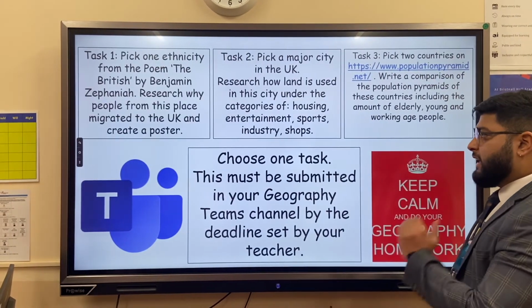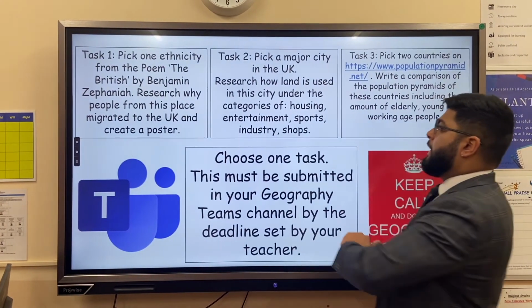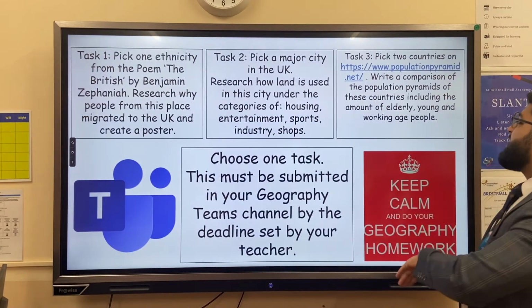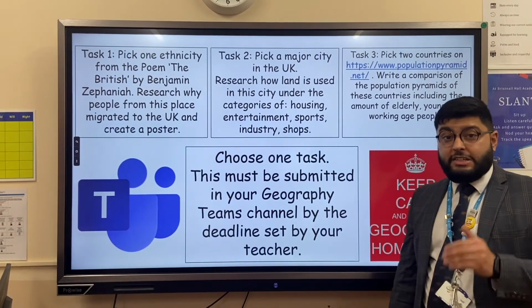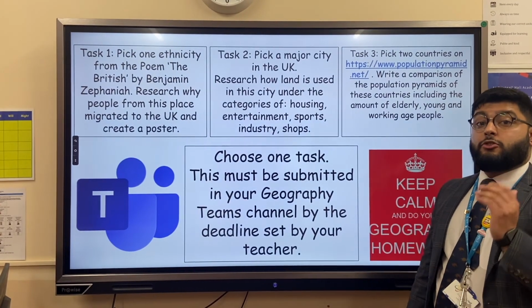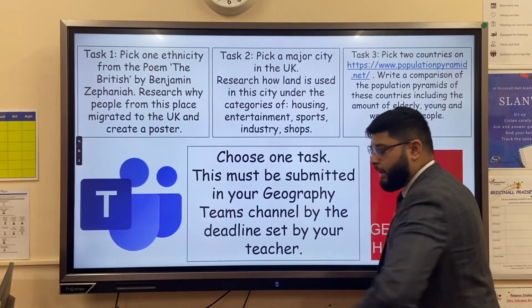The last thing, here's your homework. So pick one of the three tasks. You've either got a poem to write, you can research a UK city, or a little bit of work on population pyramids using this website. You need to submit that homework to your geography team's channel on the homework assignment by the deadline set by your teacher.